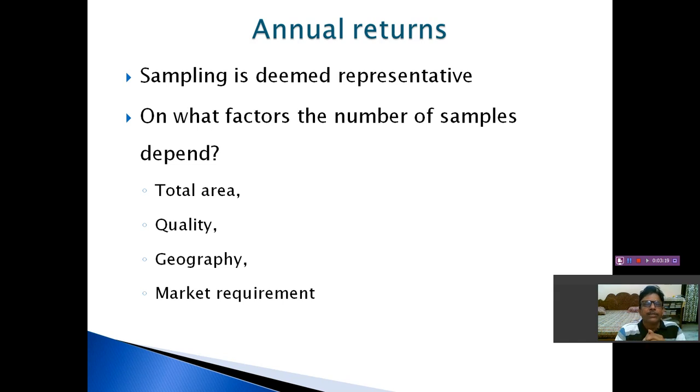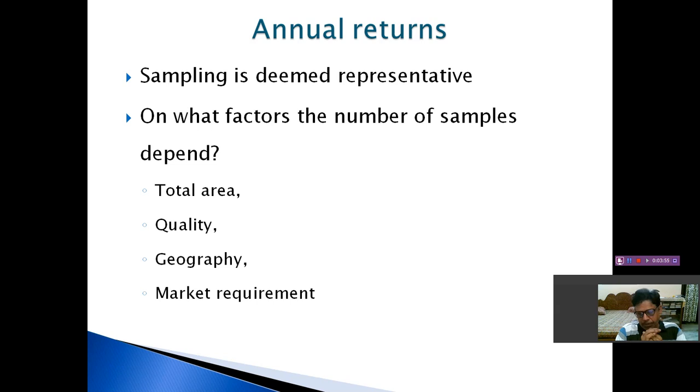There are different factors on which sampling depends. Now we are coming back to mines. If your total area is more, you need more samples. If the area is less, you need fewer samples. If geological disturbances are more, you need more samples. If waste material is more, you need more samples. If joints or other faults are there, you need more samples. And if there are quality variations also, you need many more samples.